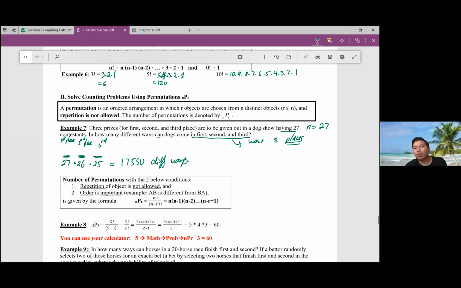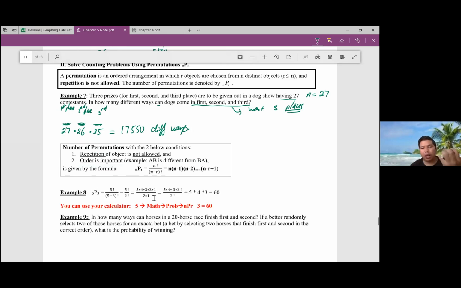Make sense? So that's what we mean by permutation. We don't finish the list of arrangements, but we only focus on what's important. So we want the first, the second, and the third. And this is an example of permutation. So if we look at permutation closely, we will see it's as follows.